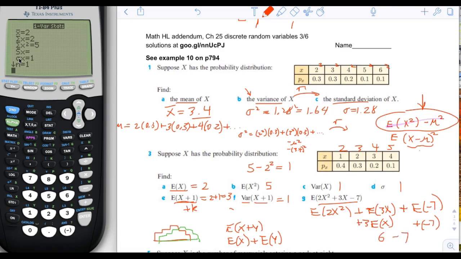And the first one, the expected value of 2x squared, is the same thing as 2 times the expected value of x squared. The expected value of x squared is 5, right? So that means it's 2 times 5, which is 10. So it's 10 plus 6 minus 7, which is 16 minus 7, which is 9. That's it, okay?